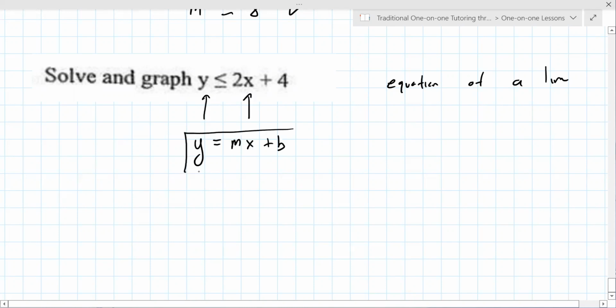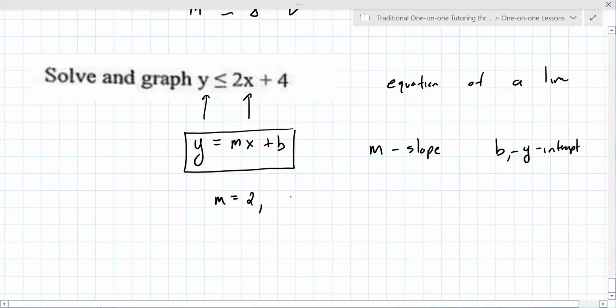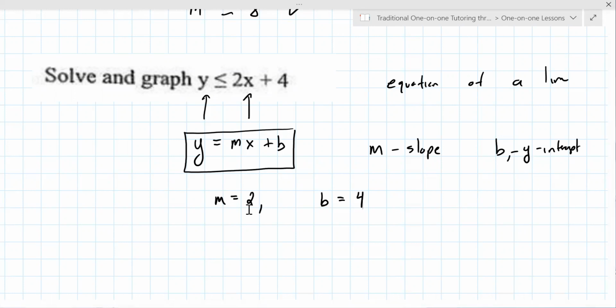That might be something to write down. M is the slope. B is the y-intercept, or where it crosses the y-axis. Can you tell me the value of m and the value of b, please? 2x is the slope, and 4 is b. The slope is a number. It never contains x. It's just a number because it tells you rise and run. You told me that earlier: if it's negative 1/3, you said down 1, right 3. The slope is a number.